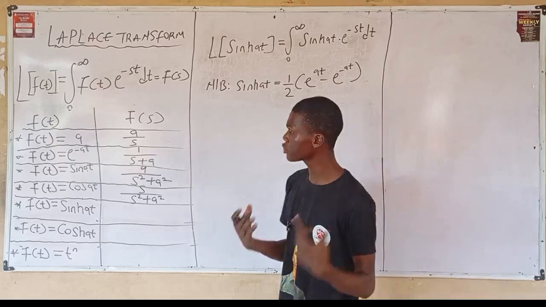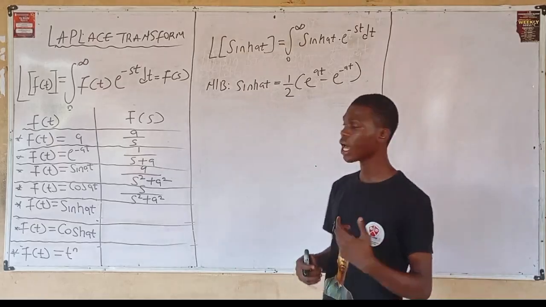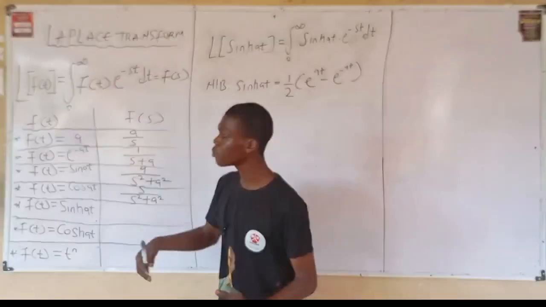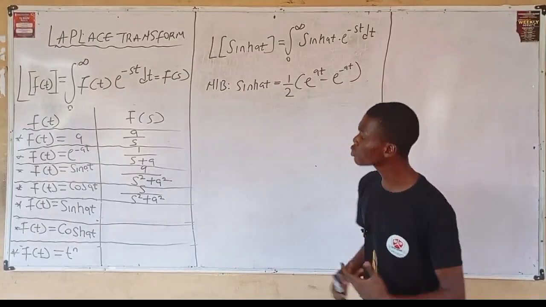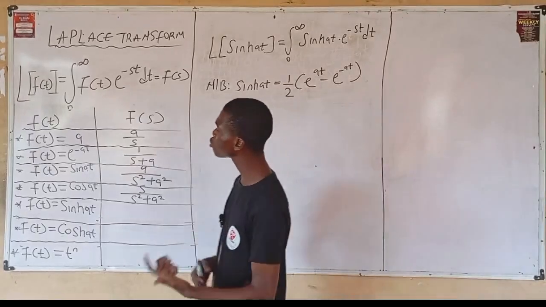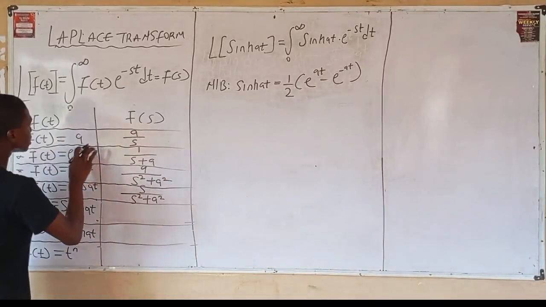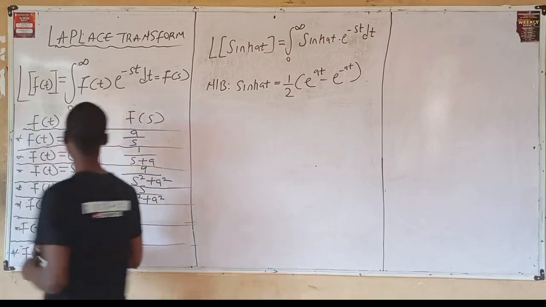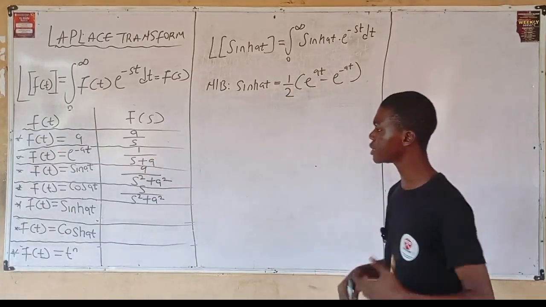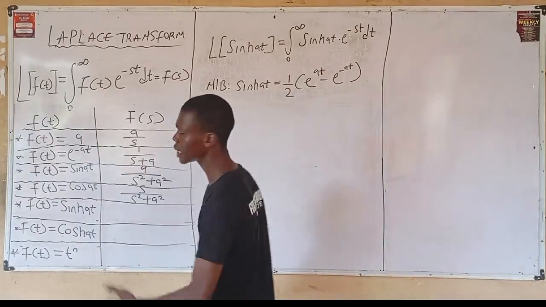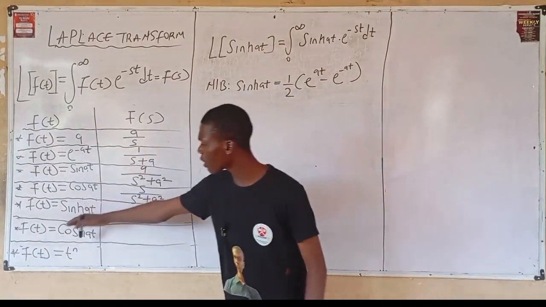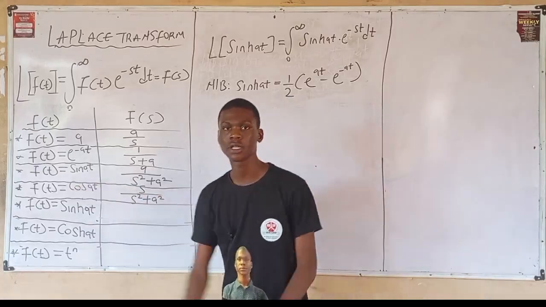We will be looking at the next function. For this function, f of t is given as sin at. So far, we found the Laplace transform of 4 functions, which are when f of t is equal to a, when f of t is equal to exponential negative at, when f of t is equal to sin at, and when f of t is equal to cos at. So we want to find the other possible functions we might be given or might be seeing later on.